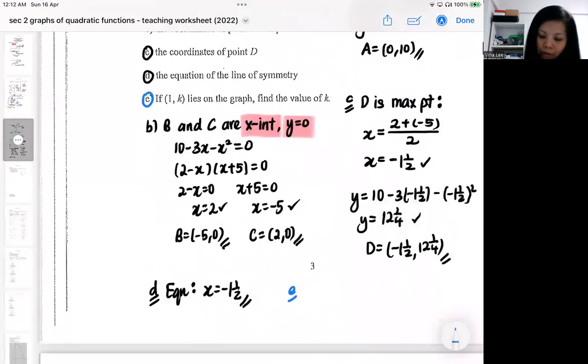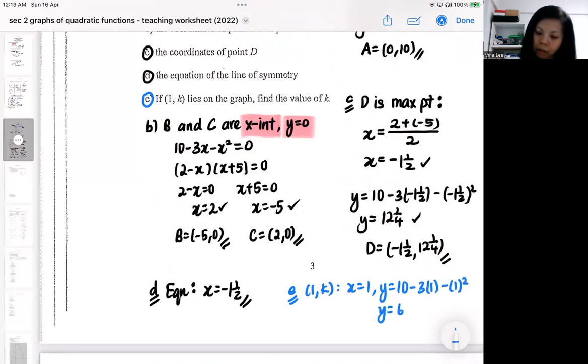So the last part, okay, (1, k) means x is equal to 1. Put it back into the equation. So the equation is going to help you to calculate. So you will get 6. So k is equal to 6.